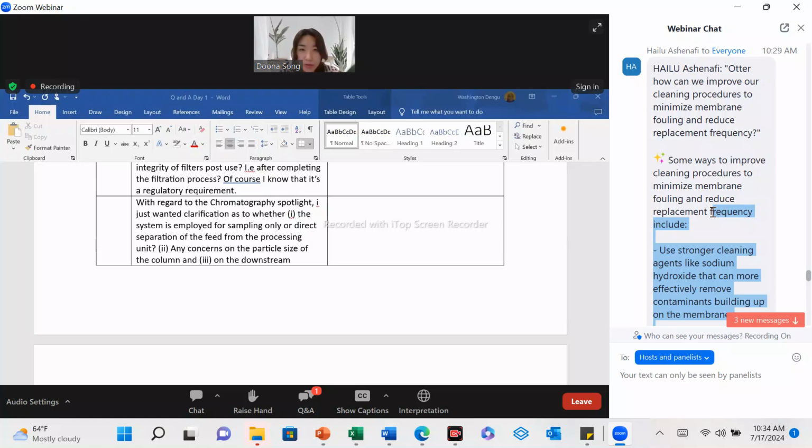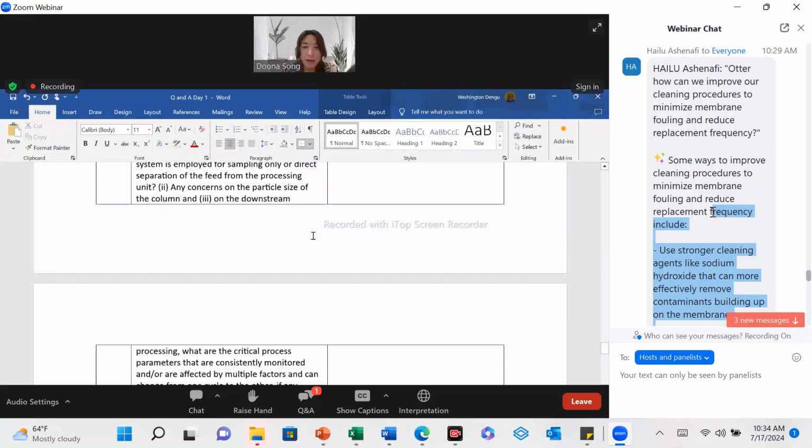And any concern of the particle size of the column? The particle size of the column means the particle size of the resin, I think. Maybe the supplier gives you the particle size of the resin.